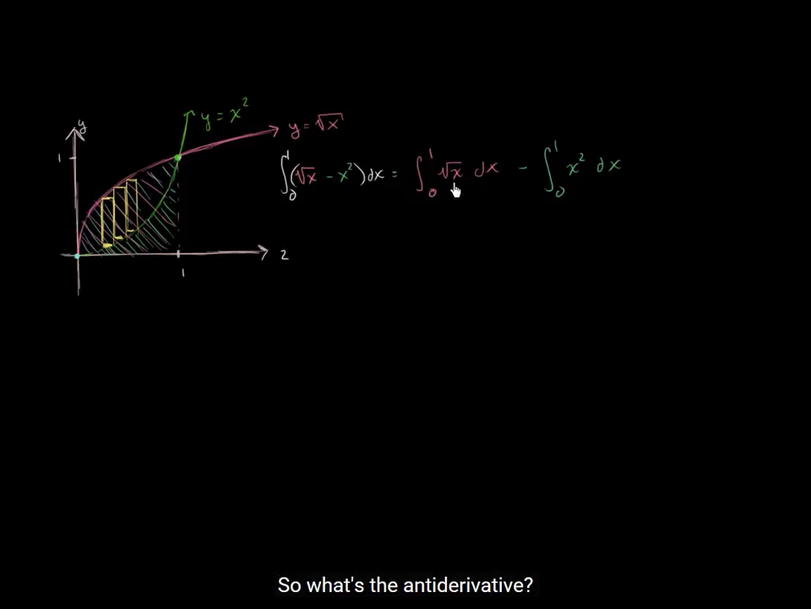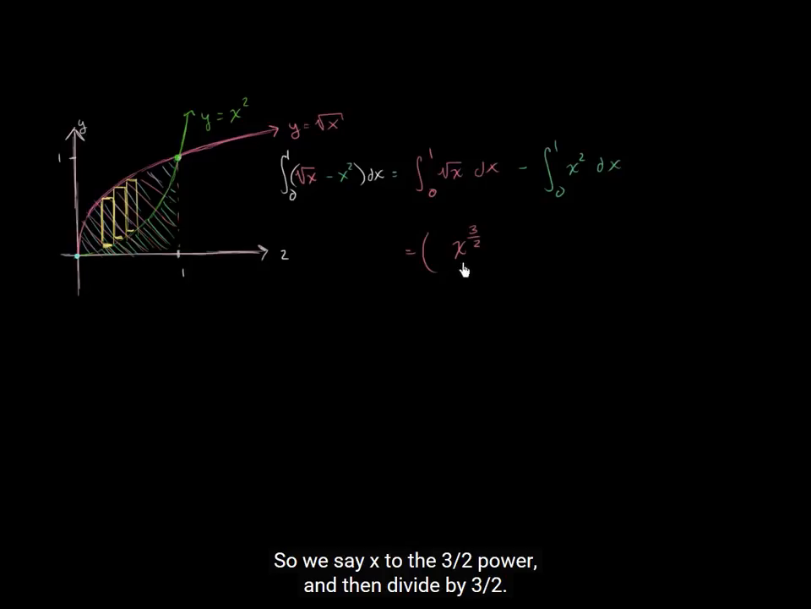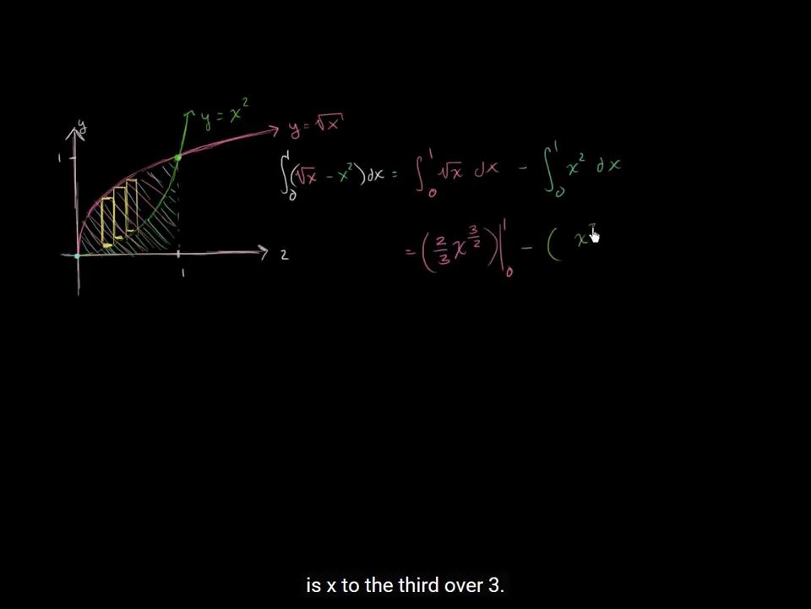So what's the antiderivative? We know from the second fundamental theorem of calculus, this right over here is just going to be the antiderivative of square root of x. Well, square root of x is the same thing as x to the 1/2 power. So we just increment it. So we say x to the 3/2 power, and then divide by 3/2. Well, that's the same thing as multiplying by 2/3. And we're going to evaluate that from 0 to 1. And from that, we subtract the antiderivative of x squared, which is x to the 3rd over 3, and we're going to evaluate that from 0 to 1 as well.